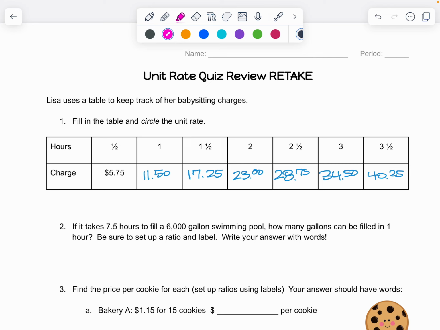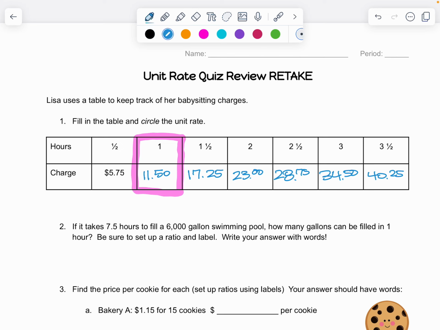And then it says circle the unit rate. So the unit rate, we always get it down to one single unit. In this case, it would be 1 hour. It's this one. Her unit rate is $11.50 per hour. All right, let's go on to the next one.